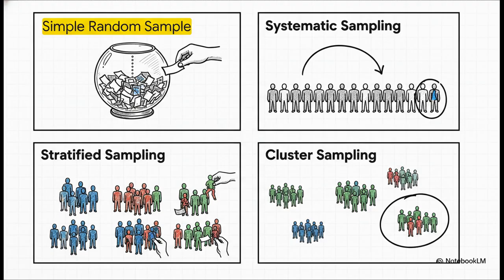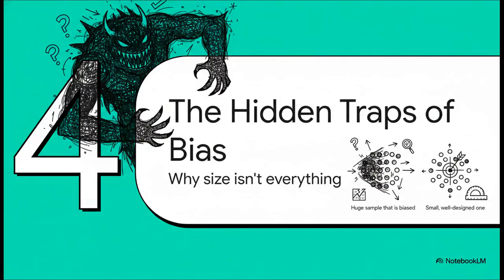You divide the population into groups that make sense, like age groups, and then you take a random sample from each of those groups. And cluster sampling is when you randomly pick entire groups, like city blocks, and then interview people within those blocks. Okay, but even when you're trying to use these really good probability methods, things can still go sideways. And this brings us to the number one villain of this whole story.